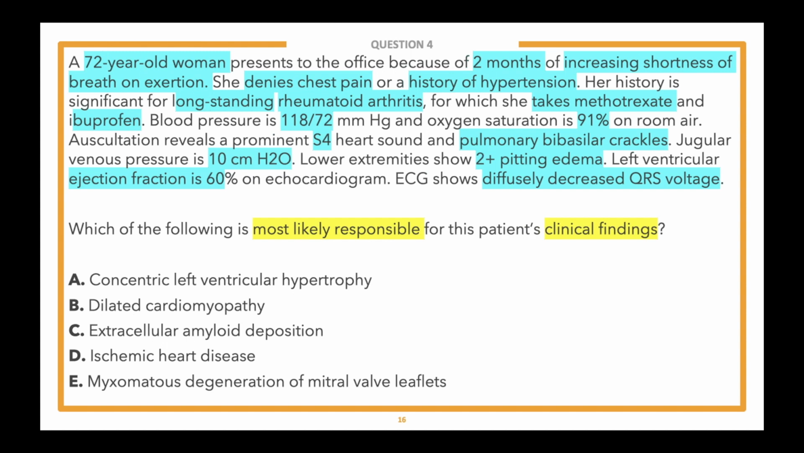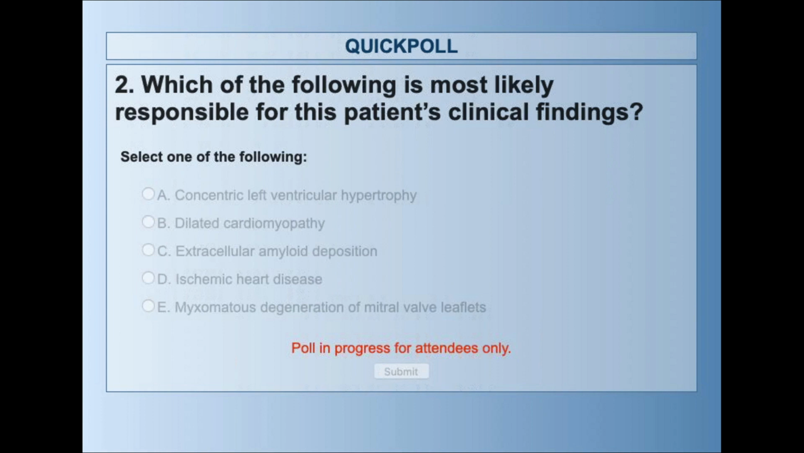So answer choice E, myxomatous degeneration of mitral valve leaflets. D, ischemic heart disease. C, extracellular amyloid deposition. B, dilated cardiomyopathy. A, concentric left ventricular hypertrophy. So once again, we're going to open up that poll and select what you think is most likely responsible for this patient's clinical findings. And we'll talk about it in just a few seconds.